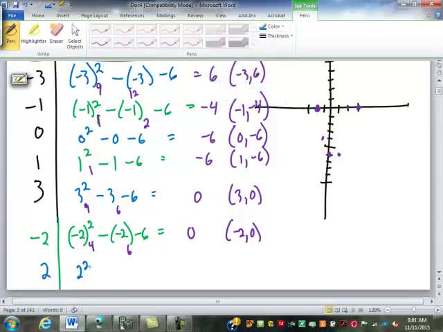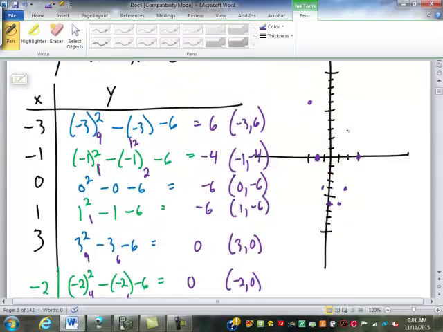+2 is going to be 2 squared minus 2 minus 6. 2 squared is 4, minus 2 is 2, minus 6 is -4. So 2, -4 puts a point right there. Now we're kind of getting a picture of what this looks like. It's going to look something like this. It's called a parabola. Don't need to know that term, but next to a line, that's probably the second most common shape on our graph.